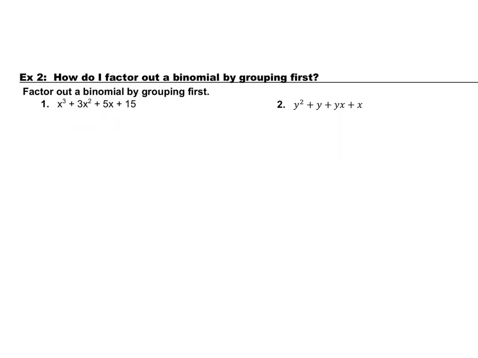All right, so how do I factor out a binomial by grouping first? When we have grouping first, we can do this method when we have 4 terms. And what we're going to do is group these. I'm going to group this right here, and I'm going to group this one right here.